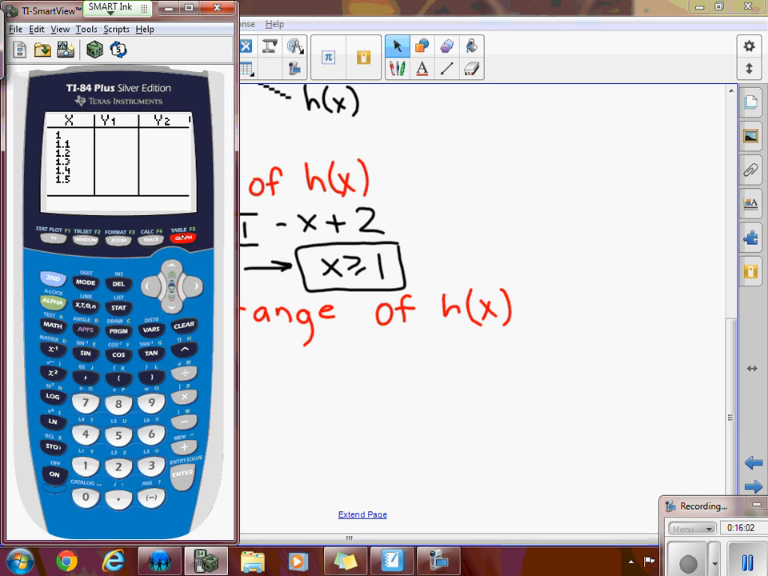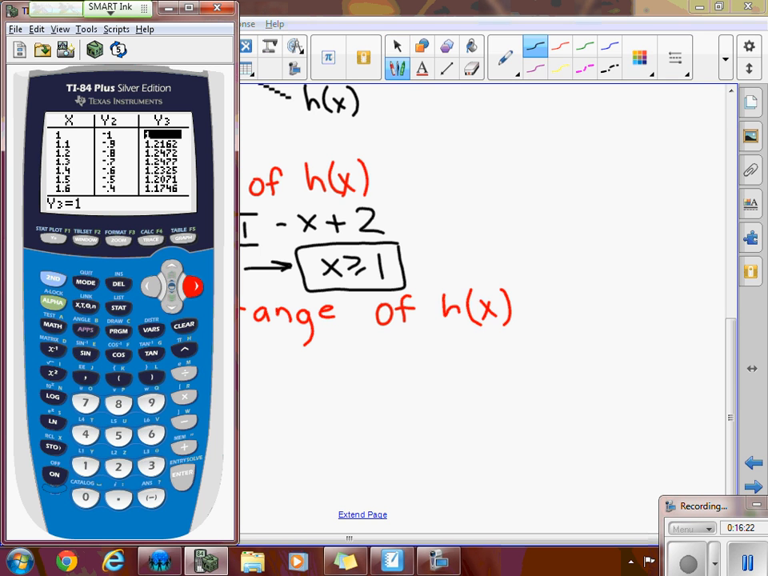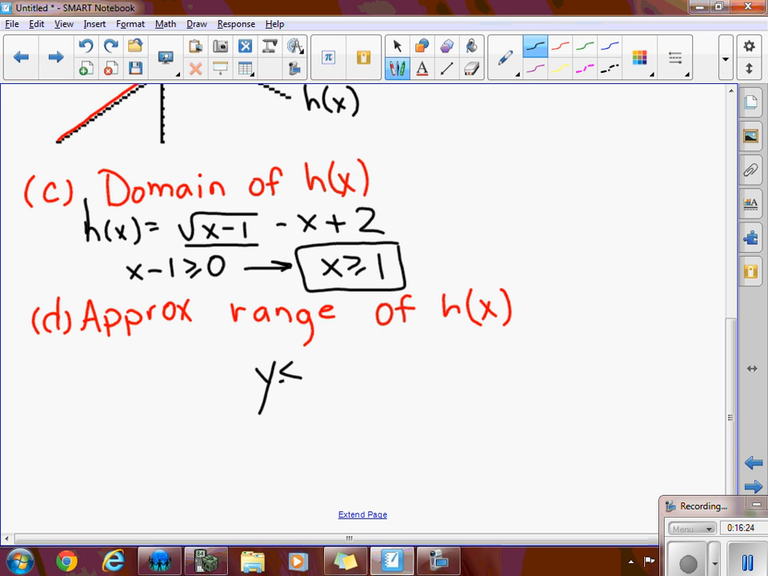So if I do that and go back to my table and then scroll over to y3 because that's where h of x is, is it bigger than 1? Yeah. Look, 1.2, 1.247, 1.2477. If we had to give an approximate range, y is probably less than or equal to 1.25-ish, because we saw it's 1.247. So we could say approximately it's everything less than 1.25.